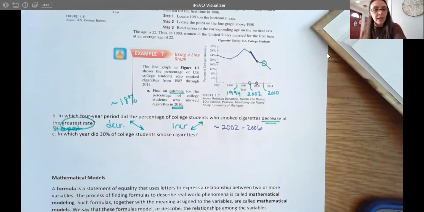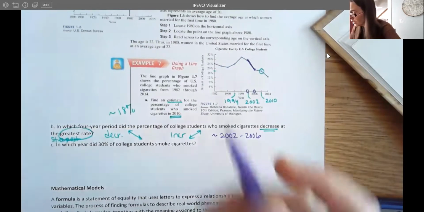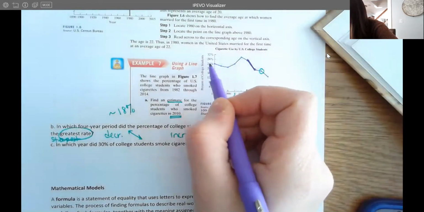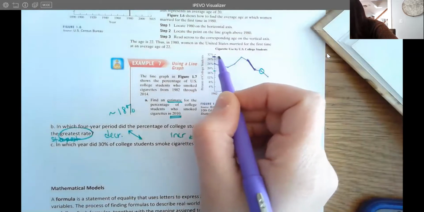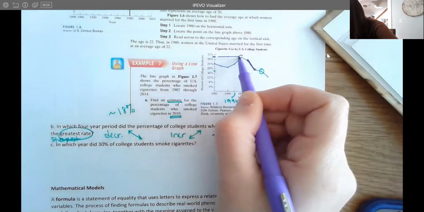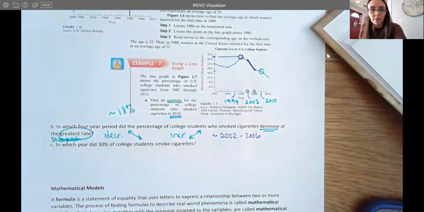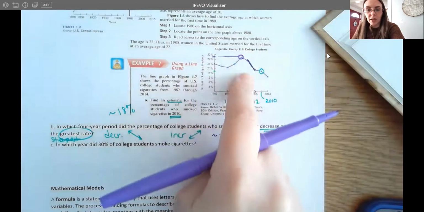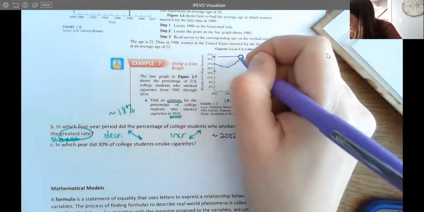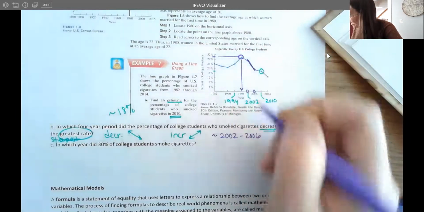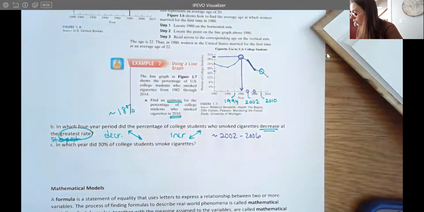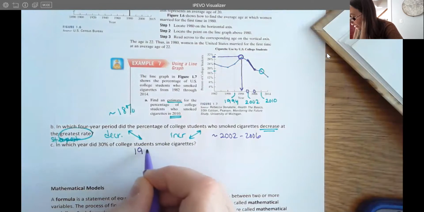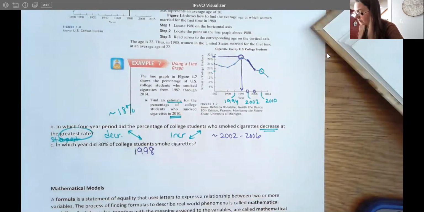And then finally, in which year did 30% of college students smoke cigarettes? So we're looking for 30%. If I look here, 30% is about here. So I follow it across to see if I can get a match. And it looks like it matches right there. So I would then match it going down. If I follow that down, I'm looking at 1998 about. So I would say the answer here would be about 1990.